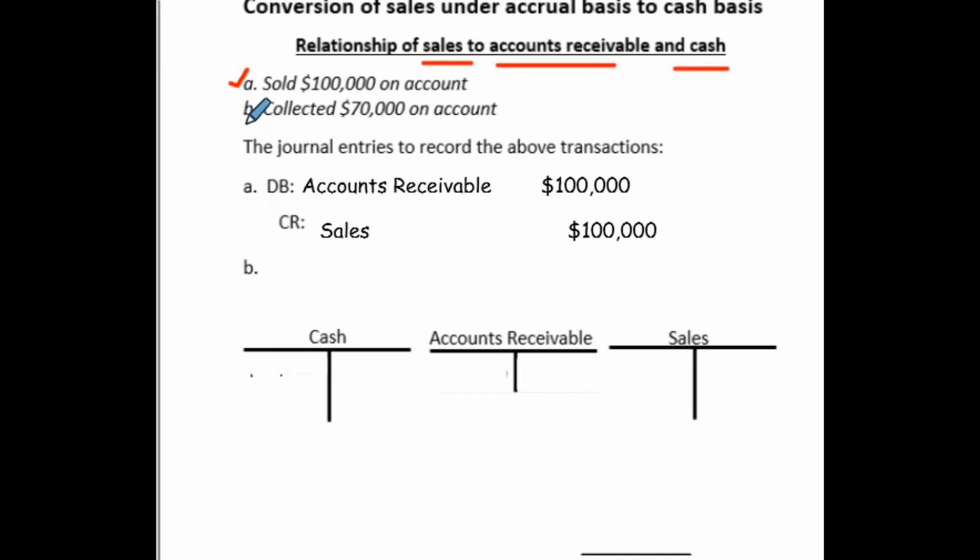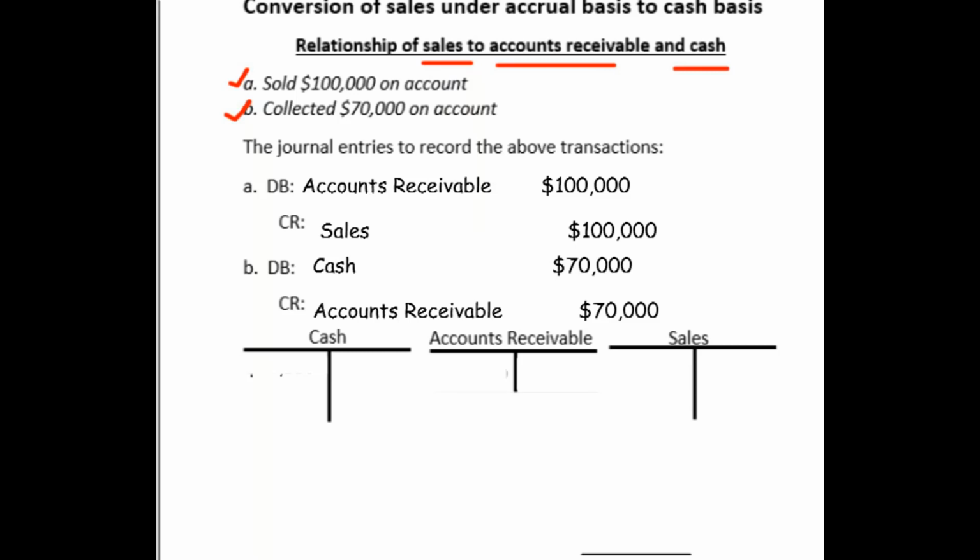The second major phase is when we collect the money based upon the previous sales on credit. So we take a look at B, and in this case we collected $70,000 on account. So customers have paid us $70,000 towards their credit sales. Let's take a look at the journal entry. We're going to debit cash $70,000 and credit accounts receivable for $70,000.